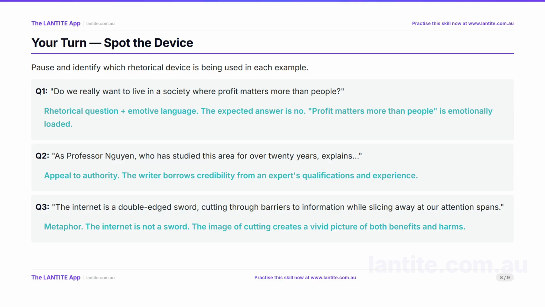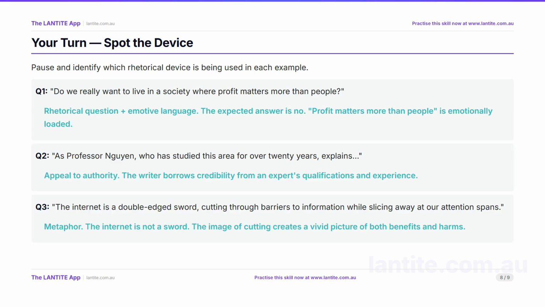Now, try these yourself. Pause and identify the device in each one. Question 1. Do we really want to live in a society where profit matters more than people? This is a rhetorical question. The expected answer is clearly no. There is also emotive language in profit matters more than people, which is a loaded way to frame the issue. Question 2. As Professor Nguyen, who has studied this area for over 20 years, explains, this is an appeal to authority. The writer is borrowing credibility from an expert by emphasizing their qualifications and experience. 20 years makes the professor sound very credible.